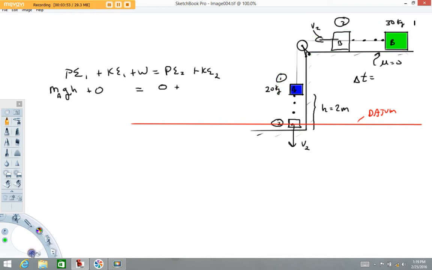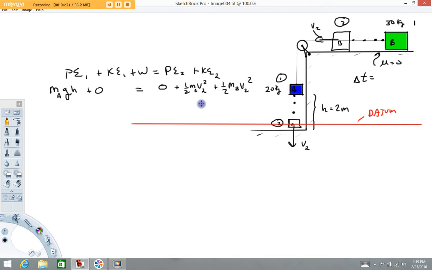Because of how I'm defining my system, I need two kinetic energies. I need one for mass A, 1/2 mv squared, but that m is mass A, and the v is the one I called v2. And I need another kinetic energy term for mass B, 1/2 mass B times v2 squared. So I need two kinetic energies, and that's a consequence of how I'm defining my system. I'll come back to that here in a few minutes.